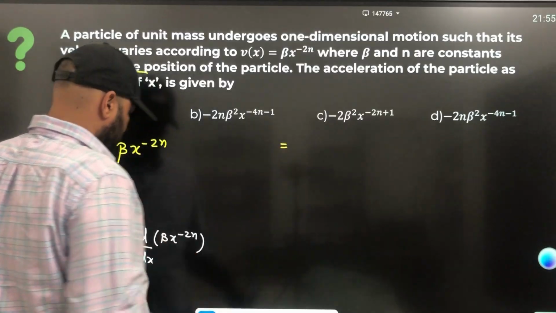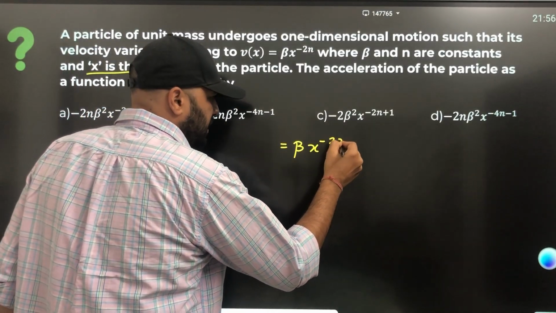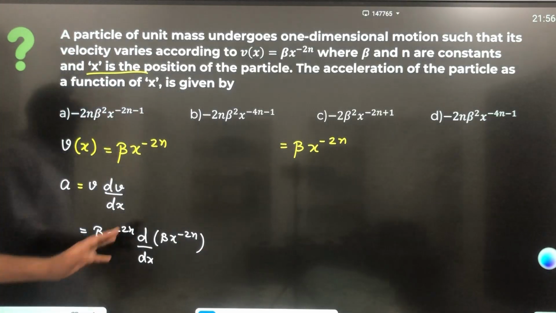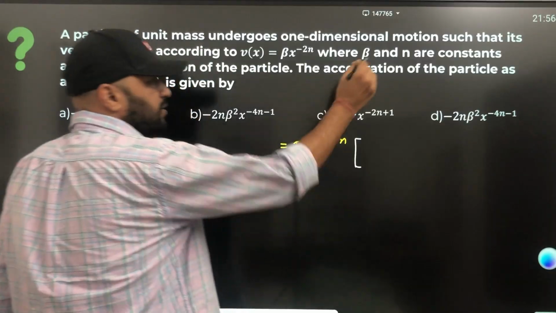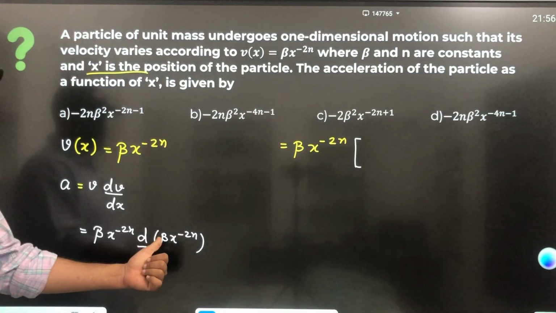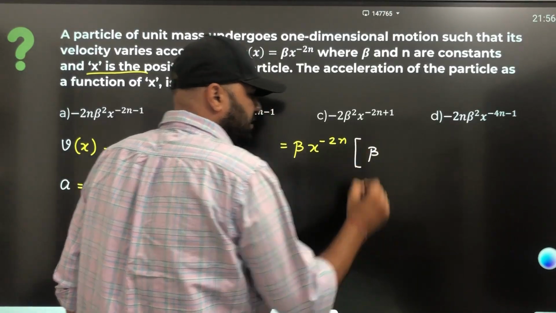So this will be equal to beta x to the power minus 2n. This is the velocity part initially. Now let's differentiate the second one. When you are differentiating, beta here is constant as per the problem. So if beta is constant, we can take it out of the differentiation. Let me just write beta as it is.